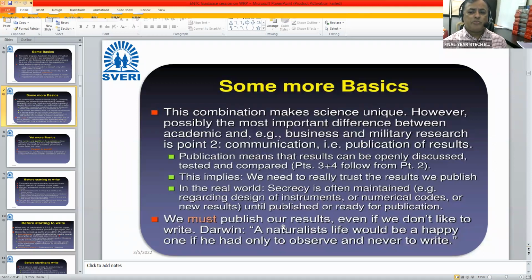We need to really trust the results we publish. That is very important as far as the publication is concerned. We have to trust our results, whatever we have got.